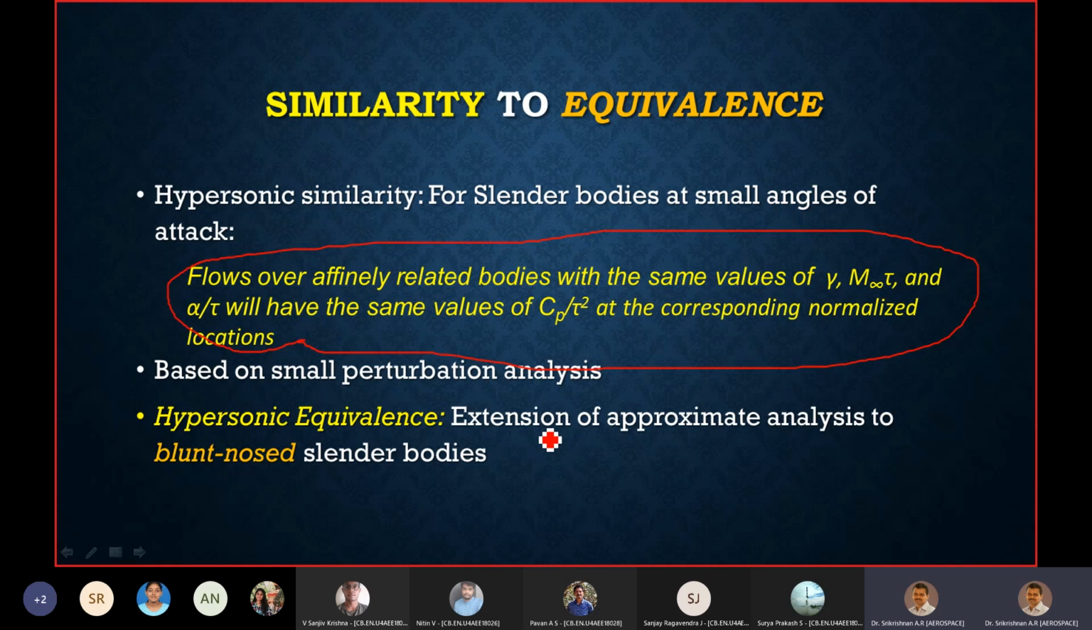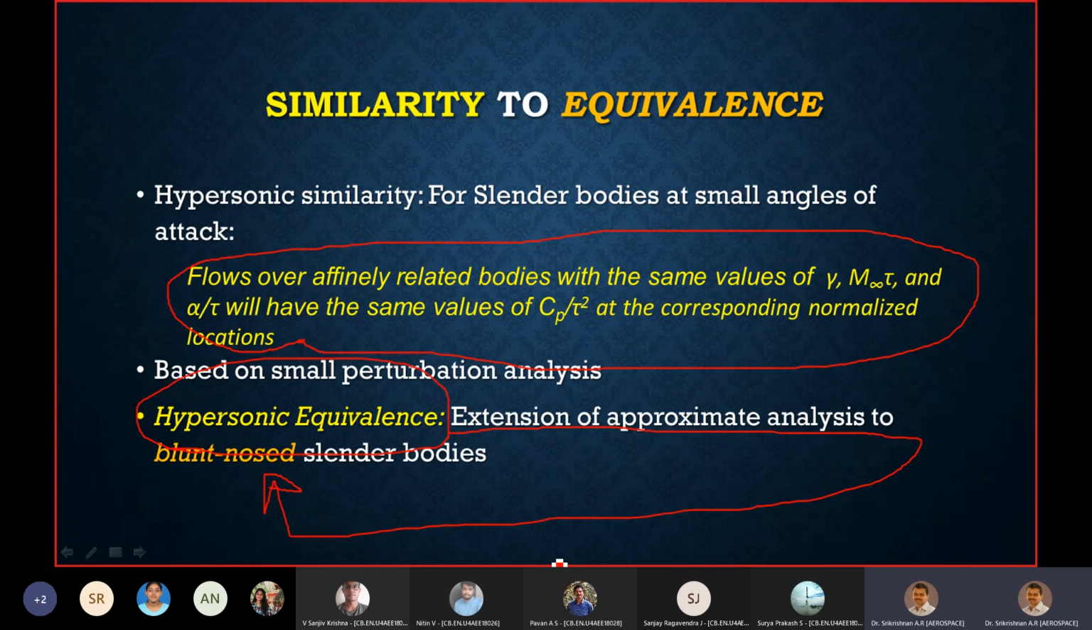Whereas now, what we are trying to do starting from here is moving to hypersonic equivalence, which is going to take this further to blunt-nosed slender bodies. That is, you will not have an attached shock. The shock will be detached. So you are relieving one assumption, that theta, the deflection angle, is small.